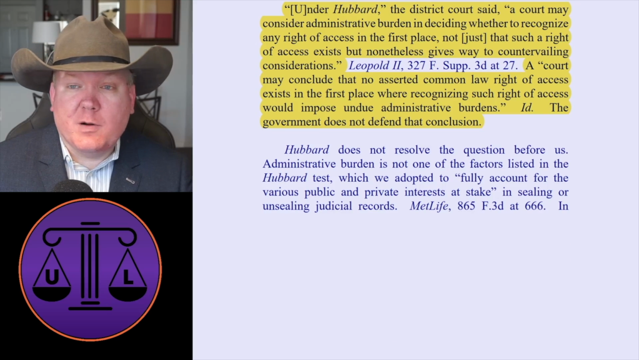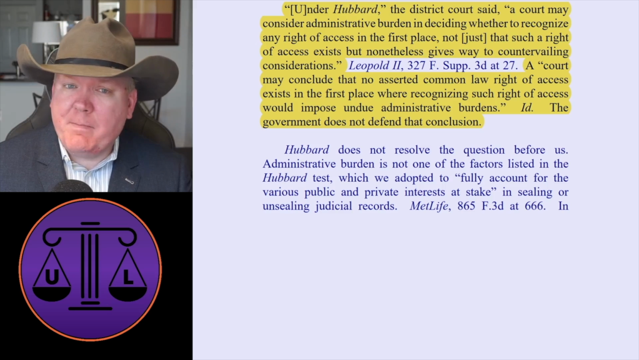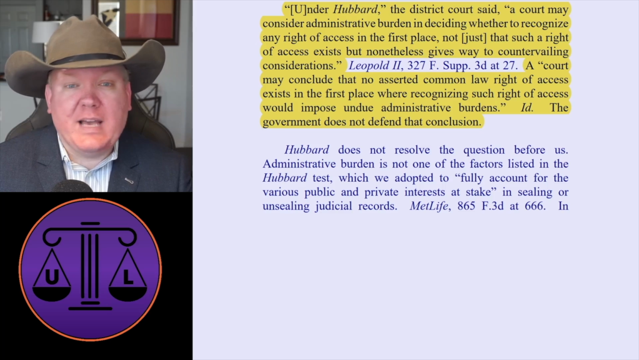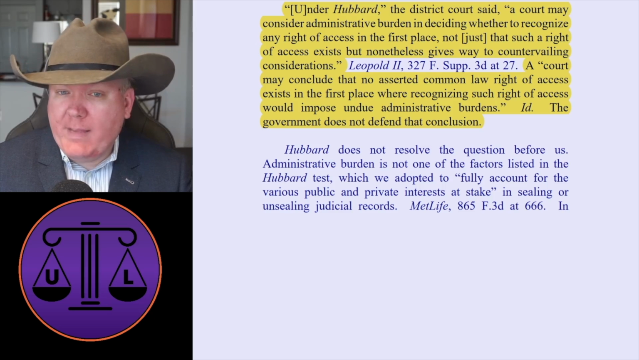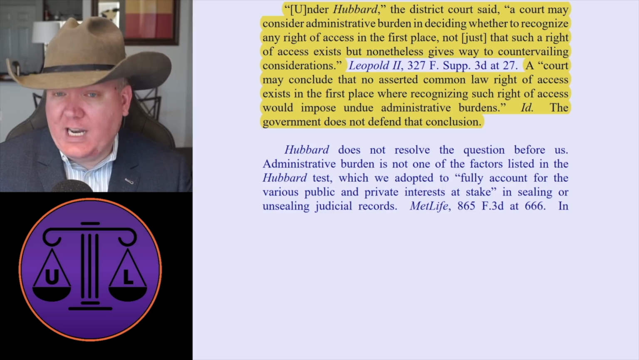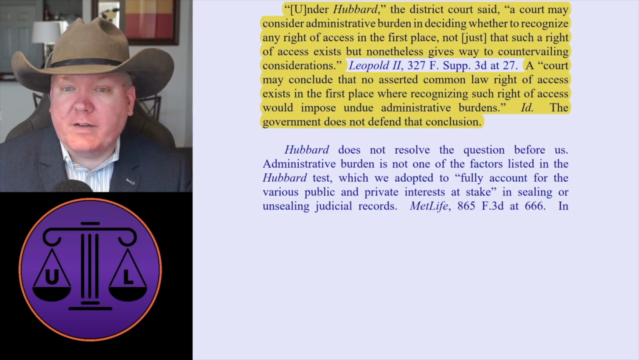Under Hubbard, the district court said a court may consider administrative burden in deciding whether to recognize any particular right of access in the first place, not just whether such a right of access exists but nonetheless gives way to countervailing considerations. A court may conclude that no asserted common law right of access exists in the first place when recognizing such a right of access would impose an undue administrative burden. The government does not defend that particular conclusion, however.